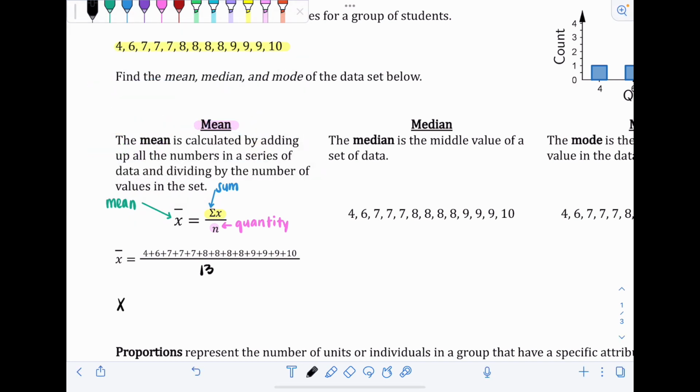So we'll say x bar equals all those numbers in the numerator. If you add them up, you get 100, and then divided by 13. So if we do 100 divided by 13, it ends up being a pretty long decimal, so we're just going to round it to 2 decimal places, and we'll say approximately. So 100 divided by 13 is approximately 7.69. So our mean is approximately 7.69.